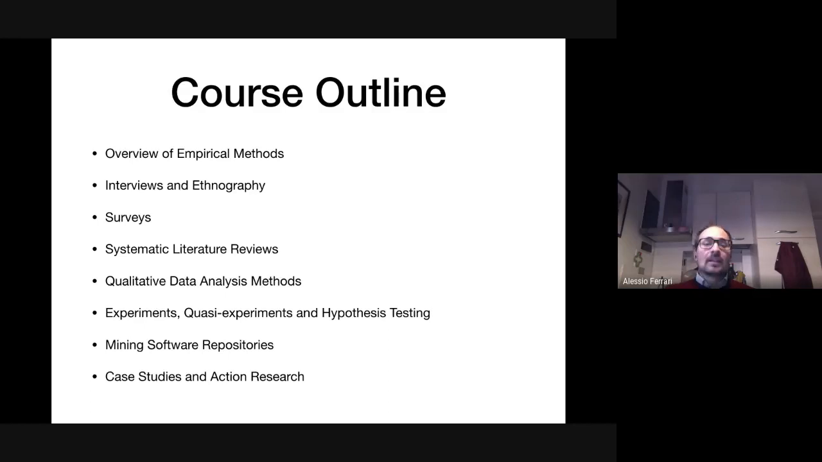Then you will learn qualitative data analysis methods, and quantitative data analysis methods, so experiments, quasi-experiments, and hypothesis testing. You will see, probably, I don't know if there will be time, but I would like to teach you about mining software repositories. And finally, probably I will anticipate case studies before mining software repositories because it's more relevant for your context, and action research: go into a company and try to transform the process, try to introduce a new way of doing things and verify it.